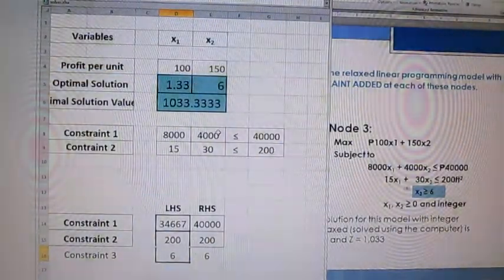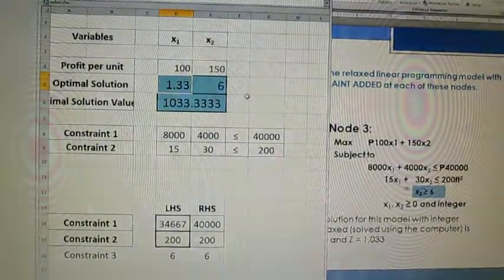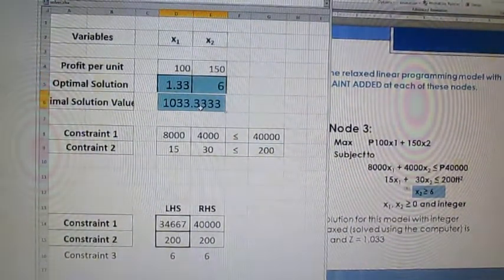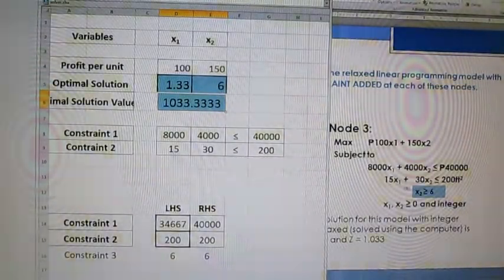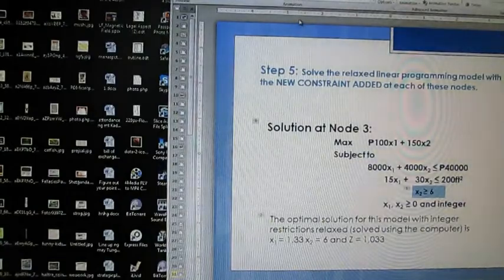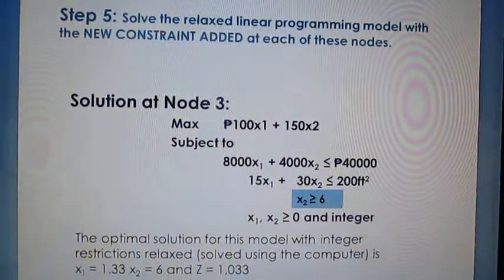From here, we get the value of x sub 1 as 1.33, the value of x sub 2 as 6, and the optimal solution value as 1033.33. The optimal solution for this model with integer restrictions relaxed is x sub 1 equals 1.33, x sub 2 equals 6, and z equals 1033.